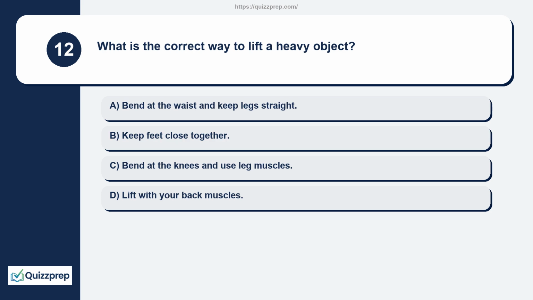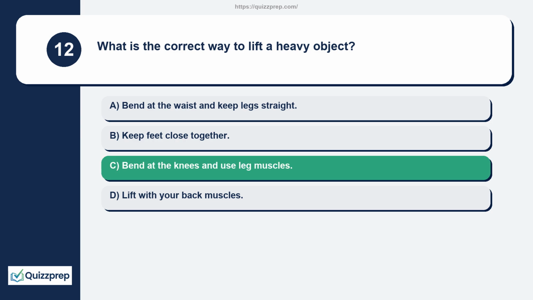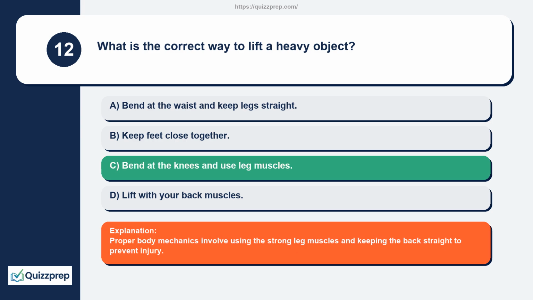Question 12. What is the correct way to lift a heavy object? Bend at the waist and keep legs straight. Keep feet close together. Bend at the knees and use leg muscles. Lift with your back muscles. Proper body mechanics involve using the strong leg muscles and keeping the back straight to prevent injury.